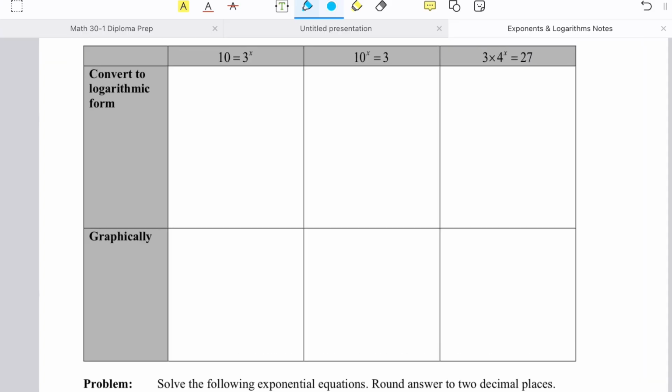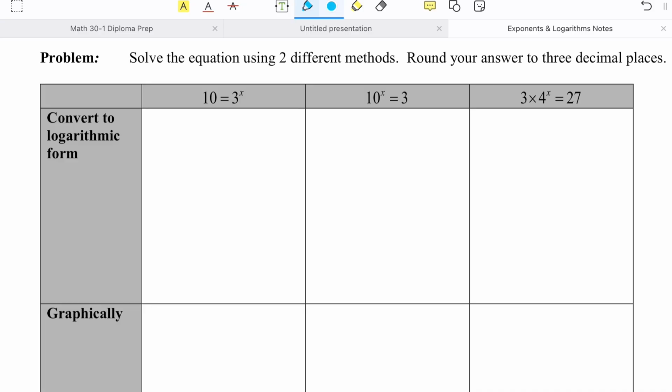Let's do this using algebra. If I were to convert this into log form, log base 3 of 10 is equal to x, log base 10 of 3 is equal to x. Now this is multiplied, so there are more things to this, but all you need to do is divide both sides by 3, which gives you 4x is equal to 9. Now we just do log base 4 of 9 is equal to x.